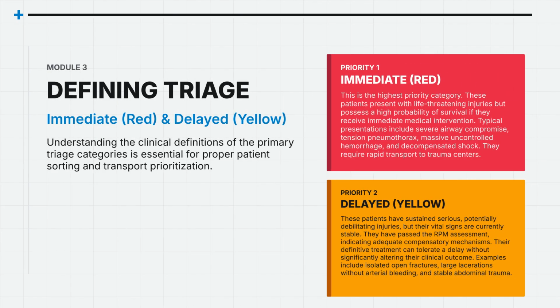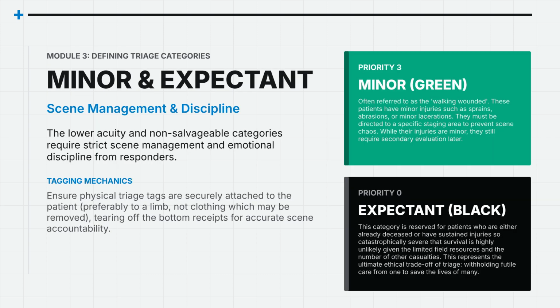Defining triage categories is essential. Immediate or red tags are for life-threatening but salvageable patients. Delayed or yellow tags are for patients with serious but stable injuries whose definitive treatment can tolerate a delay without worsening their outcome. Minor or green tags are for the walking wounded who require secondary evaluation later.